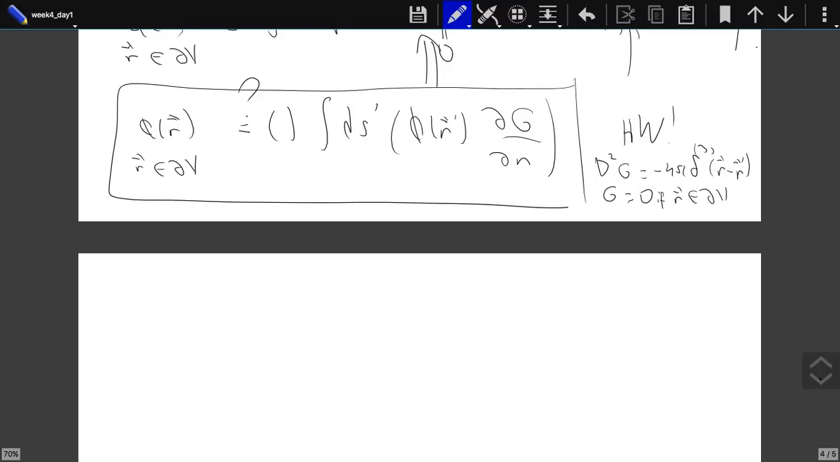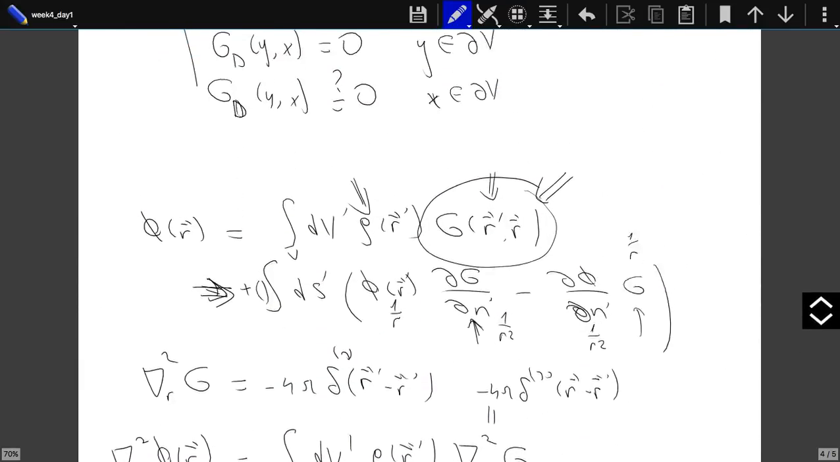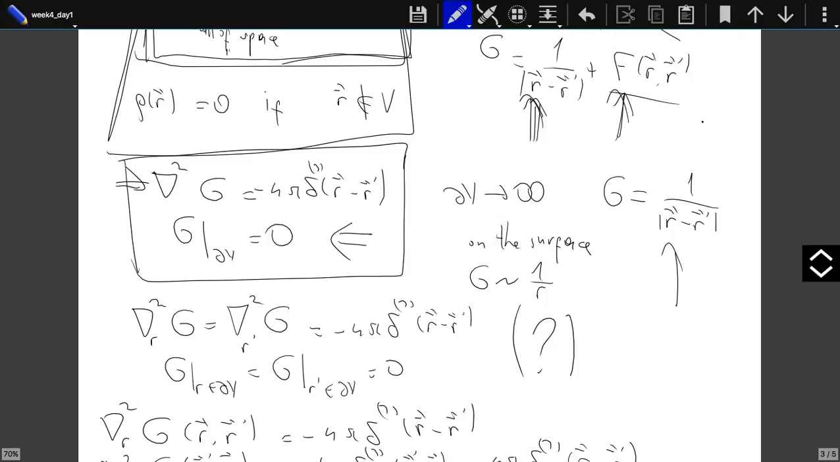G is 0 on the boundary, plus some function f. 1 over r minus r prime would not be 0 on an arbitrary boundary, so we have to add this function f to make sure that it is 0 on the boundary.